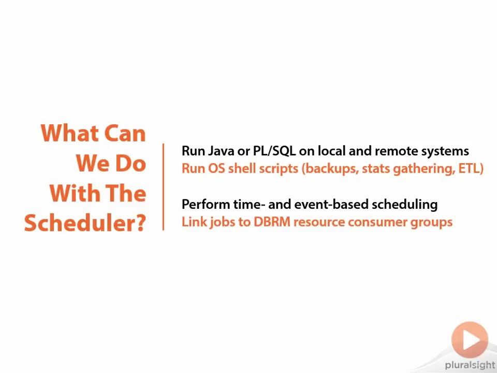Finally, and I've repeated this quite a bit, we can and should link our scheduler jobs to resource consumer groups. Remember from the previous module that consumer groups are our logical entity that are subject to resource plan directives, and it's how we can control resource access and also at the same time guarantee a minimum level of resource access for different user populations.